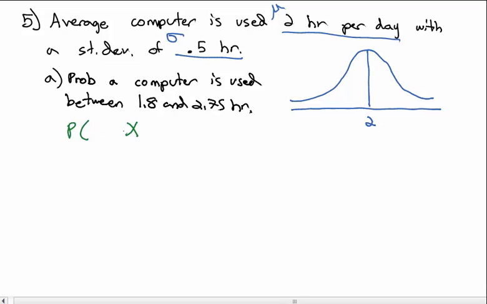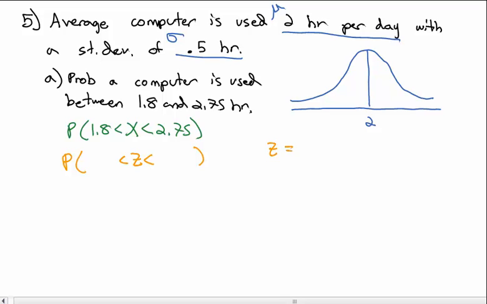Probability that our variable x is between 1.8 and 2.75. Now, the catch here is we don't know or have a table for every single mean and standard deviation. That would be exhaustive and a waste of time. So what we're going to do is normalize this, and change this to a z-value between two things.